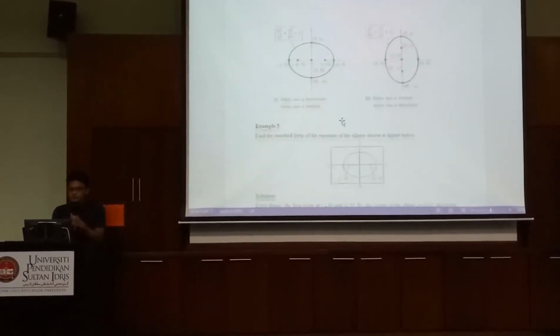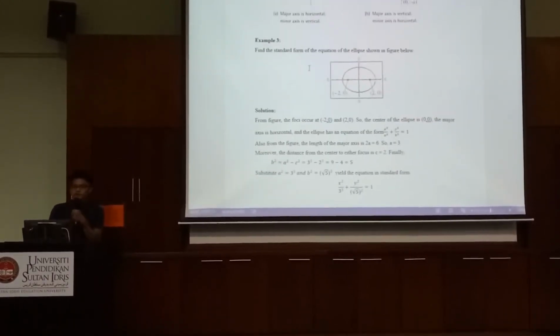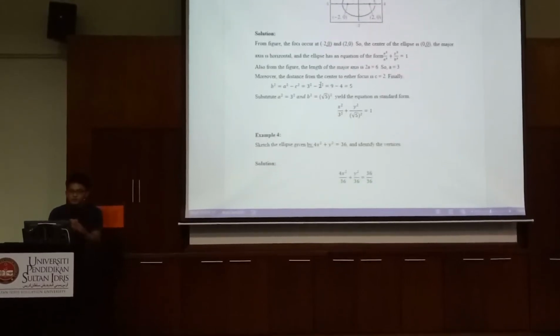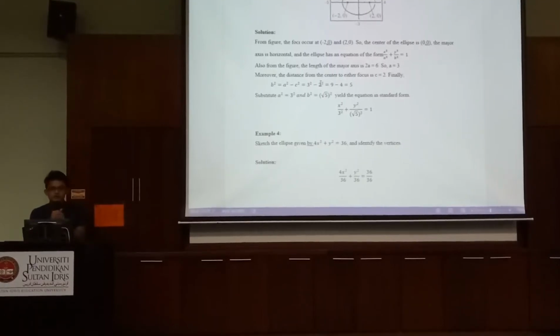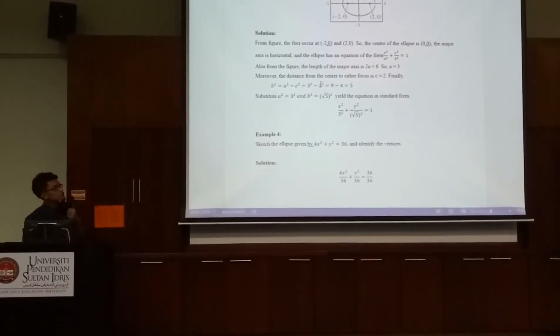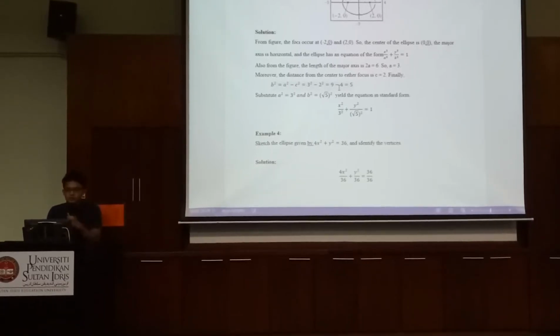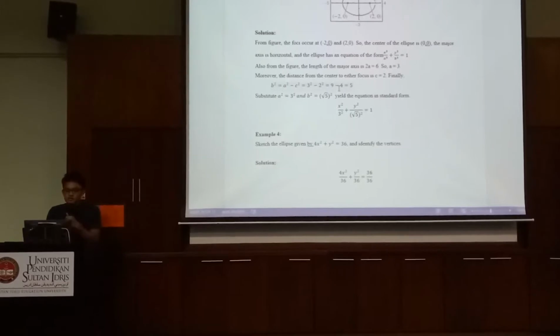For example, ellipse. Okay. Find the standard form of the equation of the ellipse shown in the figure below. Okay. For the solution, first from the figure, the foci occur at (-2, 0) and (2, 0). So the center of the ellipse is (0, 0). The major axis is horizontal and the ellipse has an equation of the form as you can see there. Okay, also from the figure, the length of the major axis is 2a equal to 6, so a equal to 3. Okay, moreover, the distance from the center to either focus is c equal to 2.